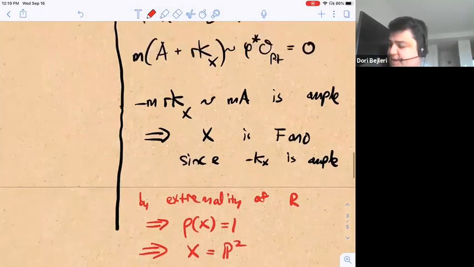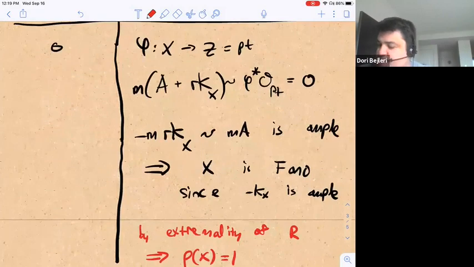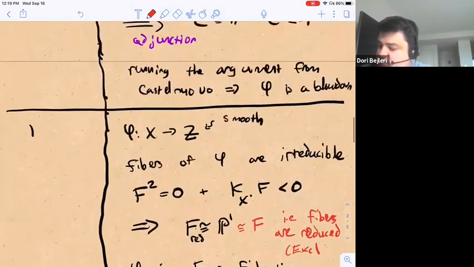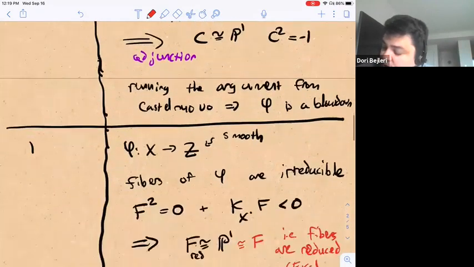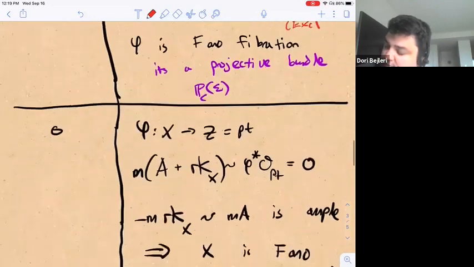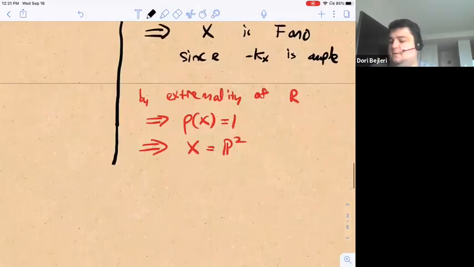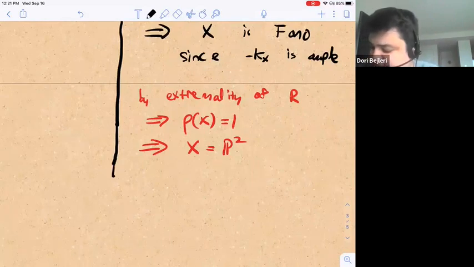But at the very least, we get our rough classification: you either end up with something of codimension 2, or something of dimension 2, or you end up with a Fano fibration, or you end up with an actual Fano variety. Okay, so then we can finish our classification.